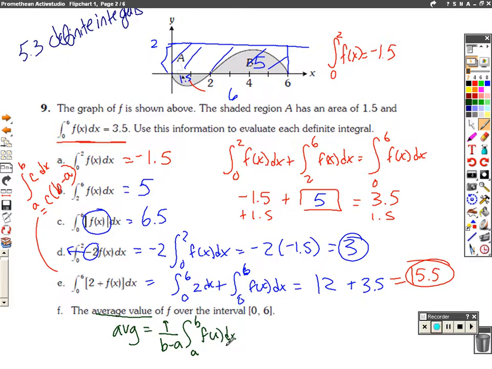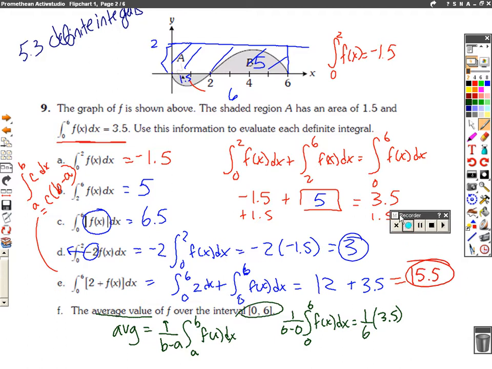That's the formula. So, for us, the average value over 0 to 6, just using the formula, is 1 over 6 minus 0, the integral from 0 to 6 of f of x dx. Well, that's 1/6 times the integral from 0 to 6, which they told us is 3.5. Off the top of my head, I don't know what 3.5 divided by 6 is, but that would be the answer.